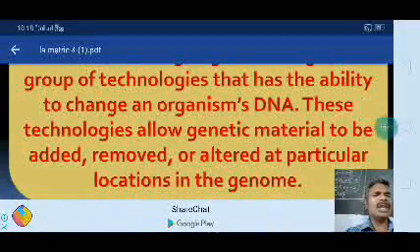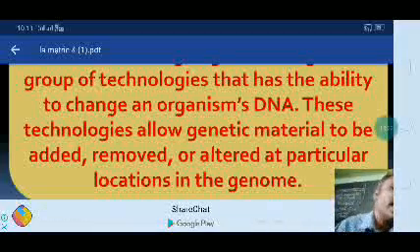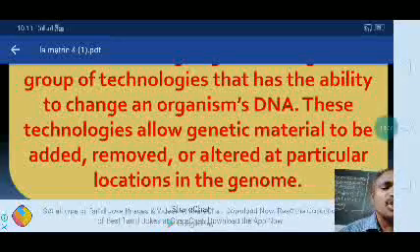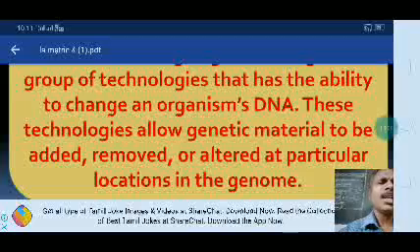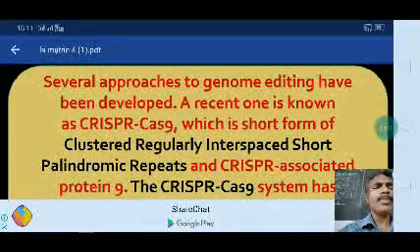These technologies allow genetic material to be added, removed or altered at a particular location in the genome. At that particular location you can add, remove or alter the gene. That is called genome editing. Several approaches to genome editing have been developed.